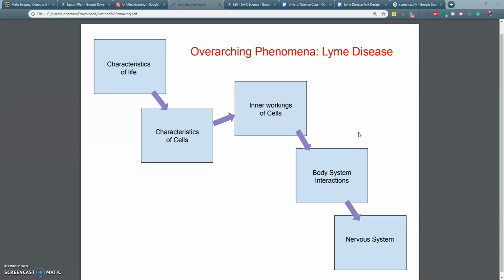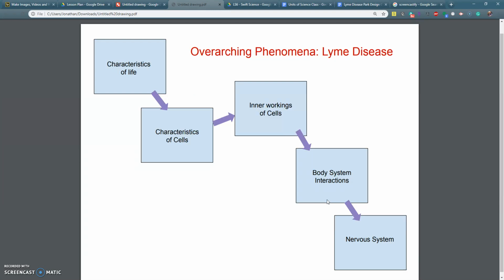For example, with the characteristics of life, we took a look at, well, how does Lyme disease happen inside of a person, and what sort of interactions need to happen between organisms in order for it to happen. We looked at characteristics of cells and the inner workings of cells, where we looked at the Borrelia burgdorferi bacteria, the actual bacteria that causes Lyme disease, as well as the inner workings of the black-legged tick, the deer tick itself.